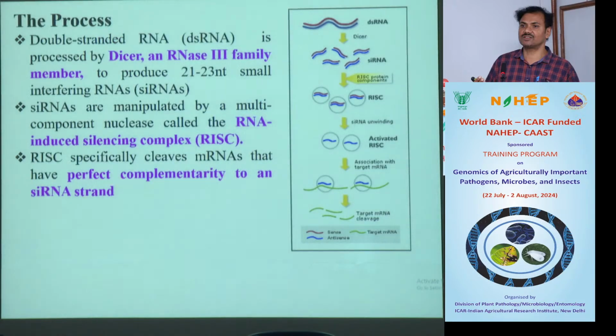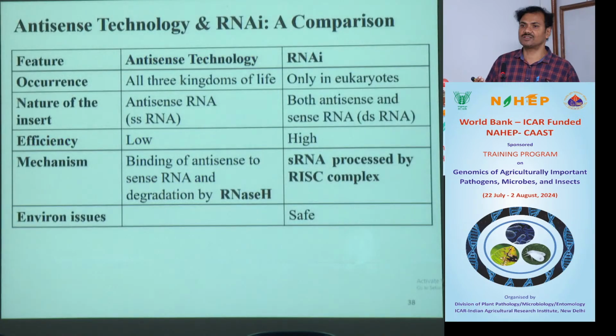So the principle, I hope you all know by this time. Whenever a double-stranded RNA is inserted, either naturally by virus infection, or artificially by making a construct, this double-stranded RNA will be digested by the Dicer enzyme into small nucleotide fragments. Then they form a complex with a special type of protein, the Argonaute protein, to form the RISC complex, and then they target the gene. So by that way, it has some advantages over the traditional antisense methods.